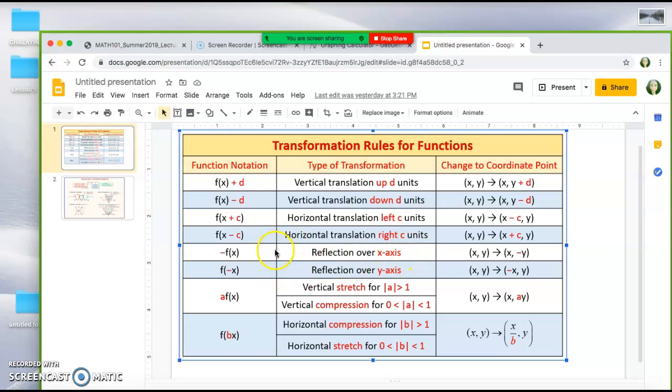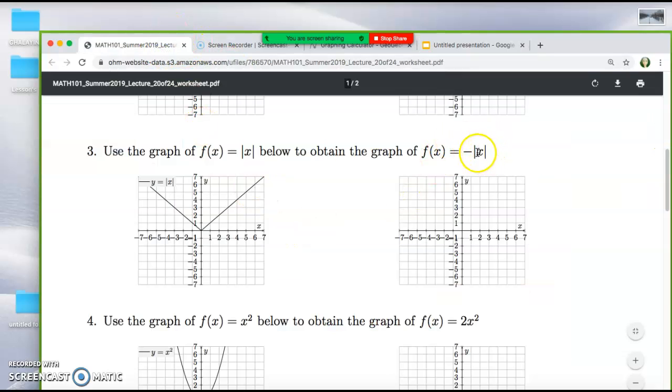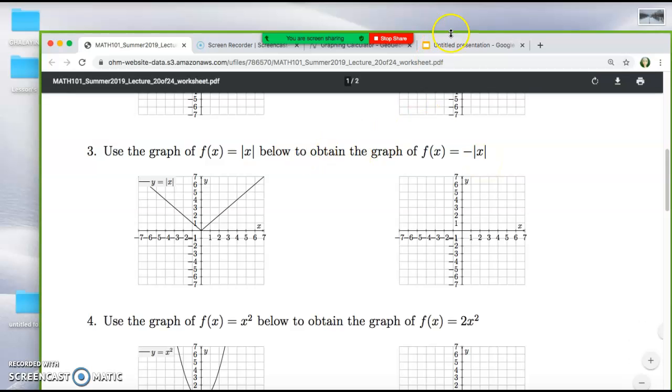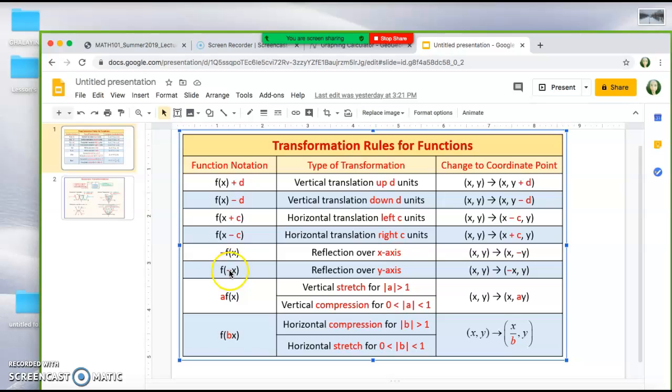Because you're changing the signs here. Whatever the absolute value of x is, you're multiplying it by a negative, so you're changing your values and moving across the x-axis. In this case, we're reflecting over the x-axis. And if we're multiplying by a negative on the inside, multiplying the x, then we're going to reflect over the y-axis.